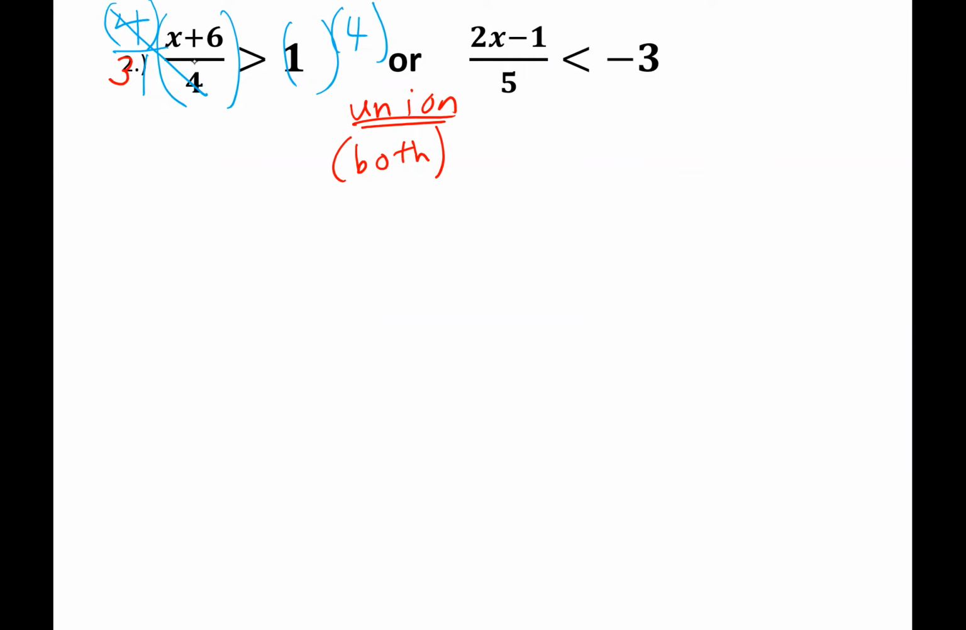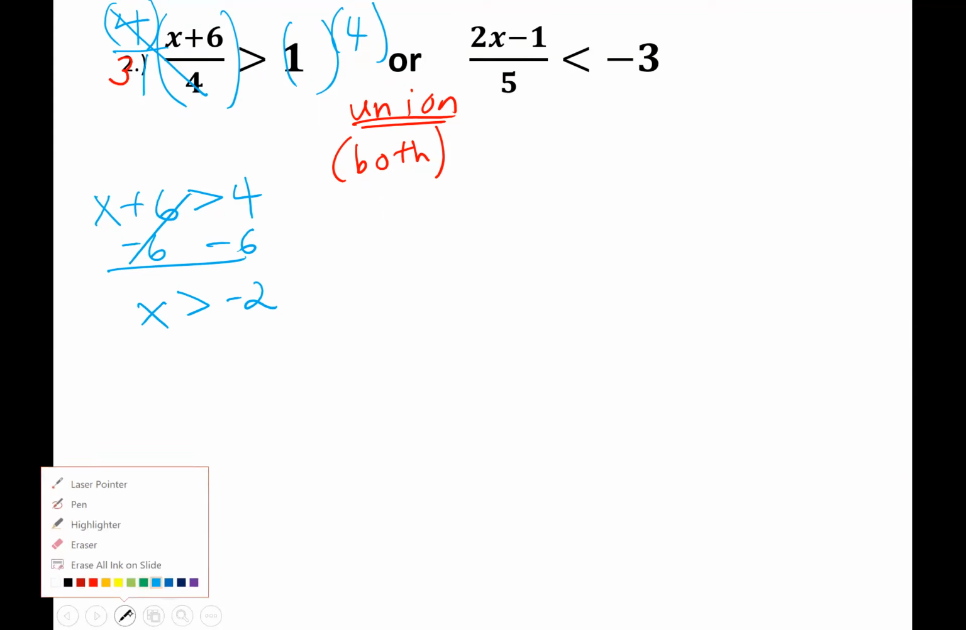So much easier now. Okay, so now instead of (x + 6)/4, we have just x + 6, greater than, and then on the other side, we had to do 1 times 4, which is 4. Then we'll subtract 6 on both sides. So we get x is greater than negative 2. Okay, we'll come back to that when we're done solving both, and we'll be sketching both of these on the number line. Let's solve the other one, or the other half.